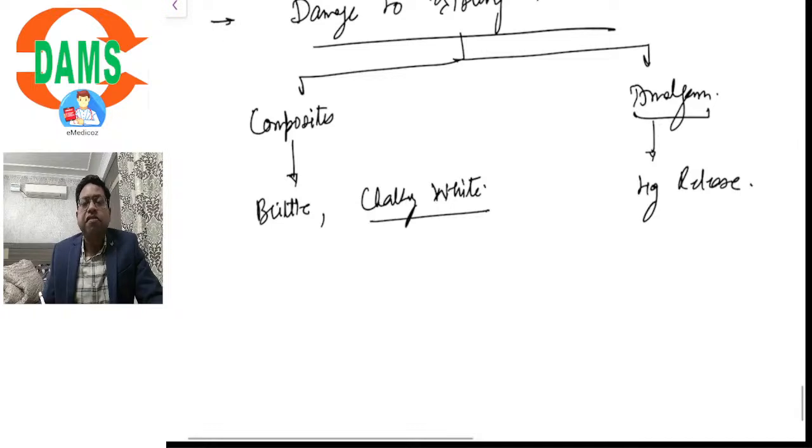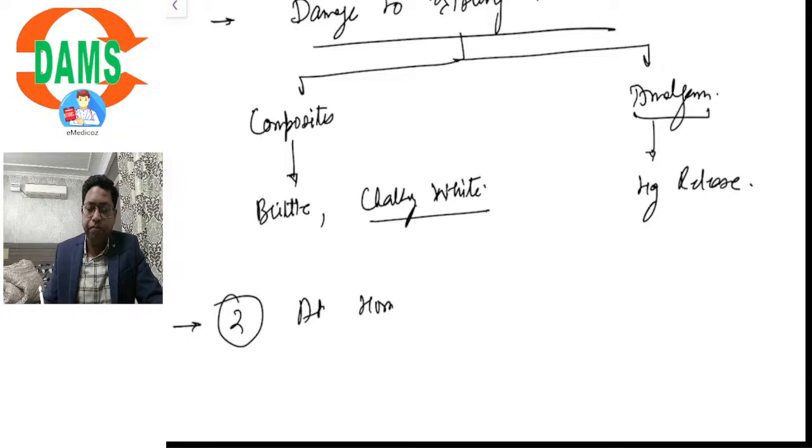So these are some of the disadvantages of in-office bleaching of vital teeth. The second category of bleaching is at-home bleaching of vital teeth.